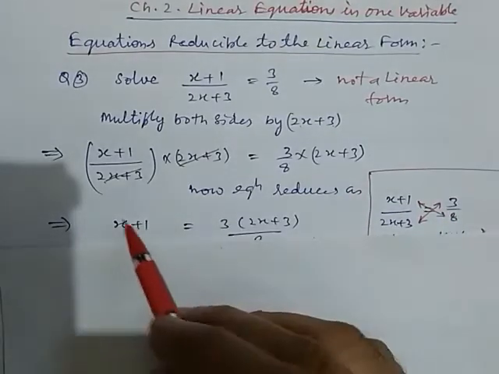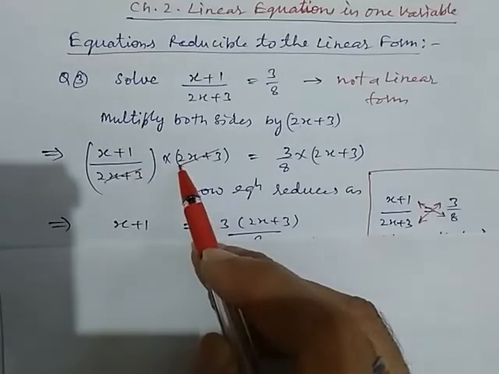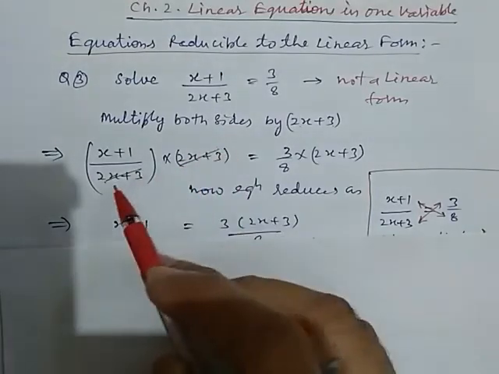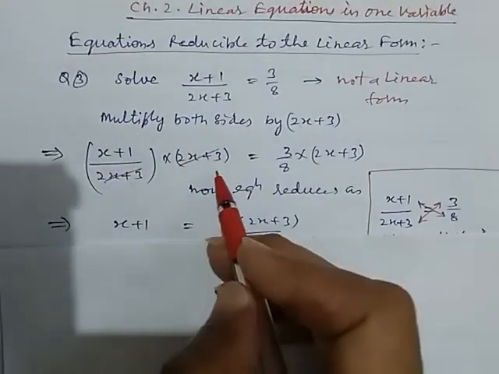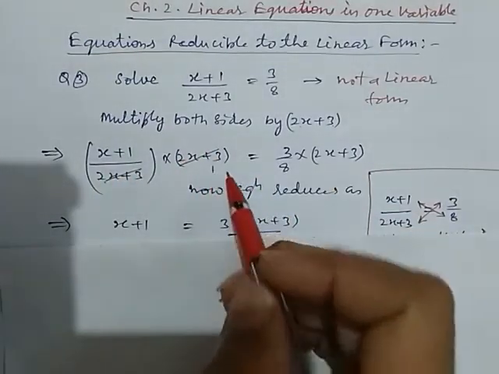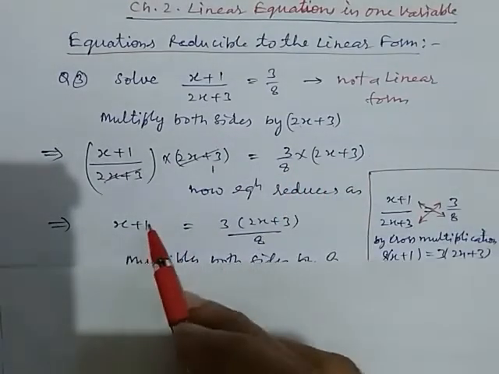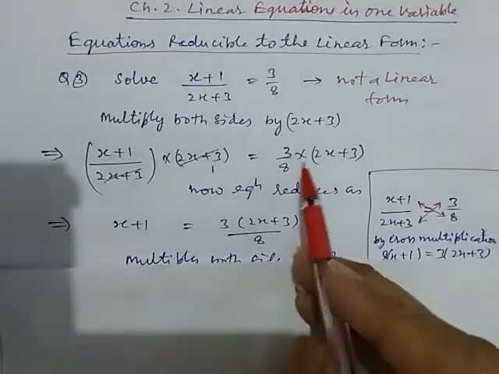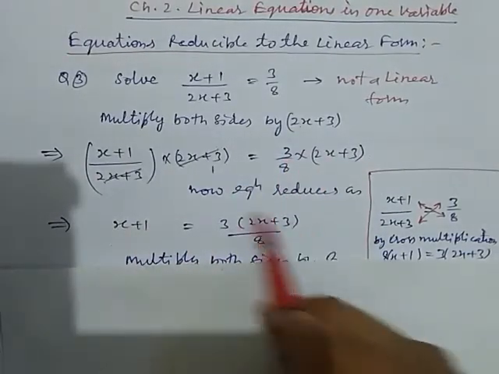What happened? This 2x plus 3 cancels out by this 2x plus 3 one time. Cancel means this divided by this one time. Okay. So here 1 is left. Now x plus 1 is left here, and 3 by 8 times 2x plus 3, that is 3 into 2x plus 3 divided by 8.